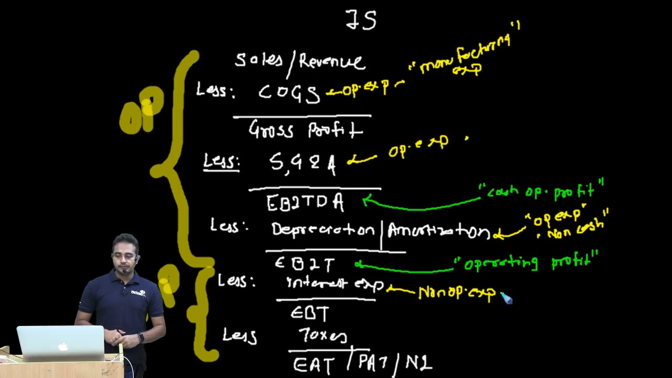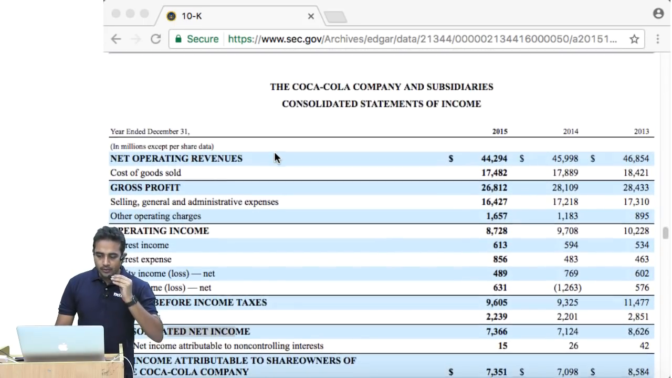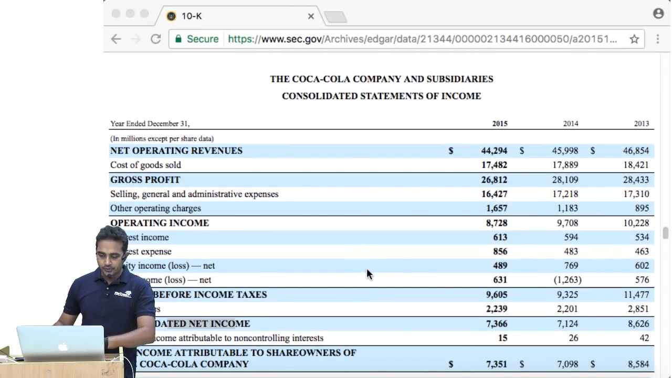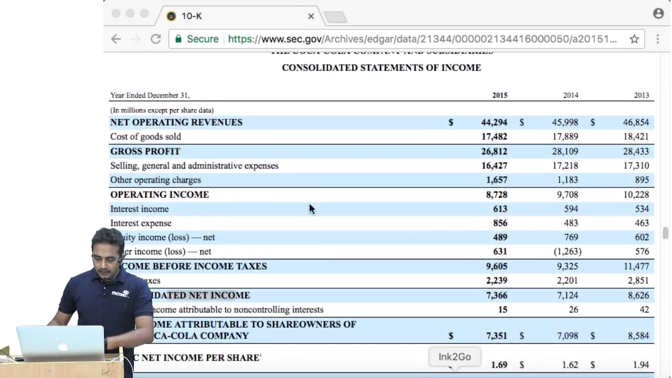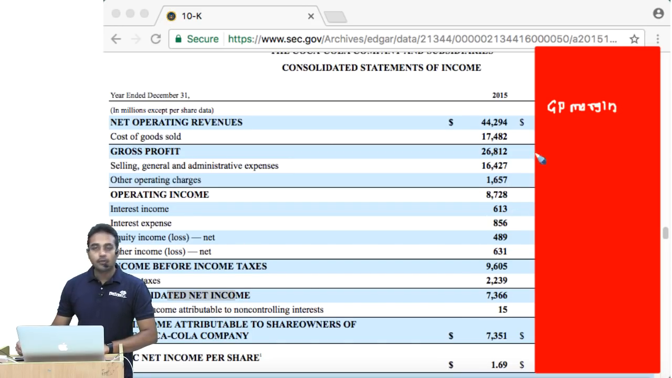Are we okay with this? So based on the data that we have now on Coca-Cola, we can do certain interesting ratios. The first thing that we can do is we can calculate something called GP margin, and we will do this for 2015. GP margin would be gross profit margin.